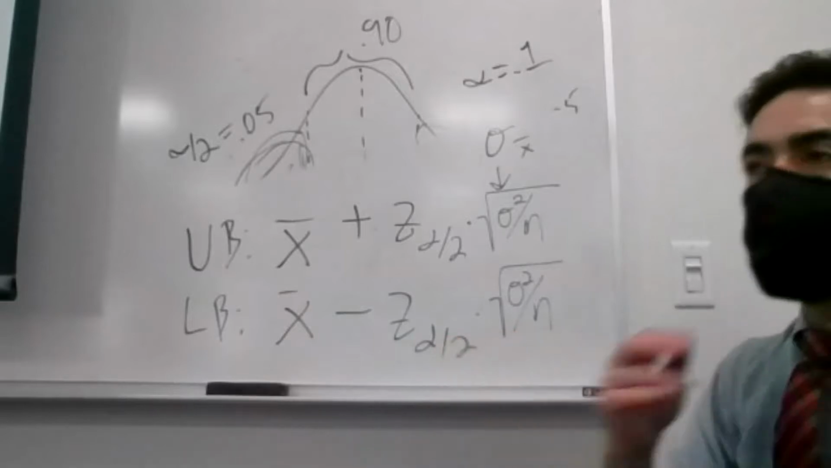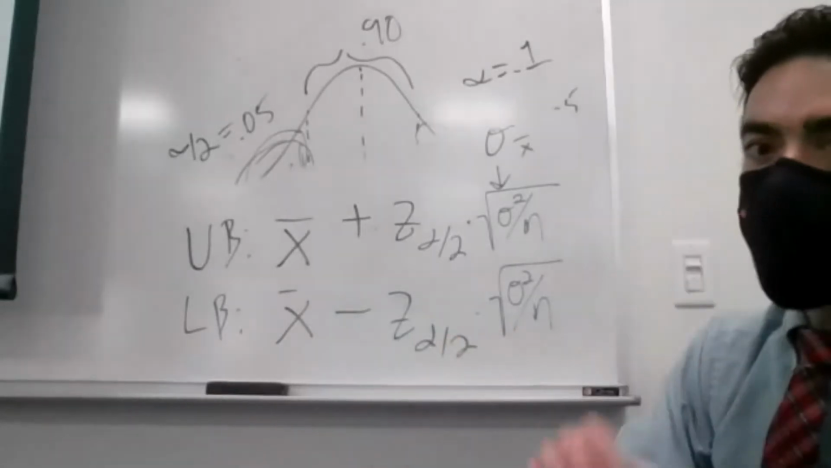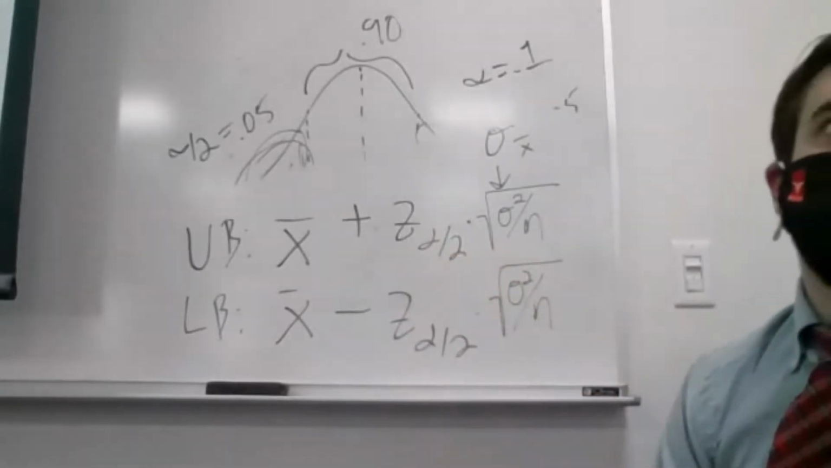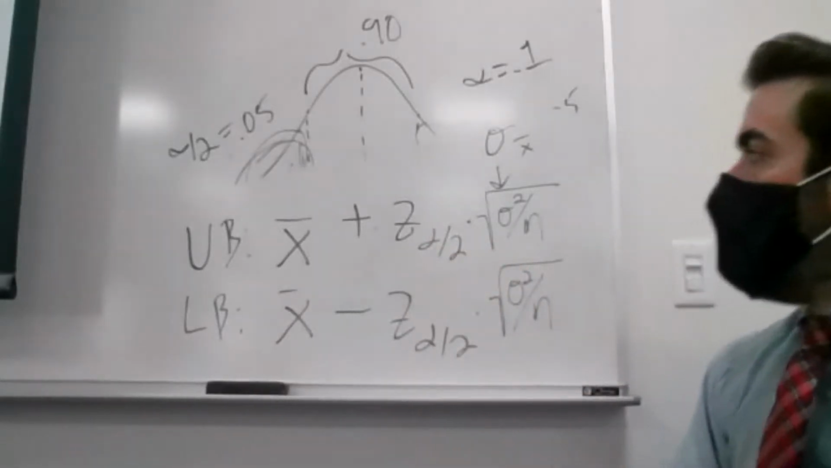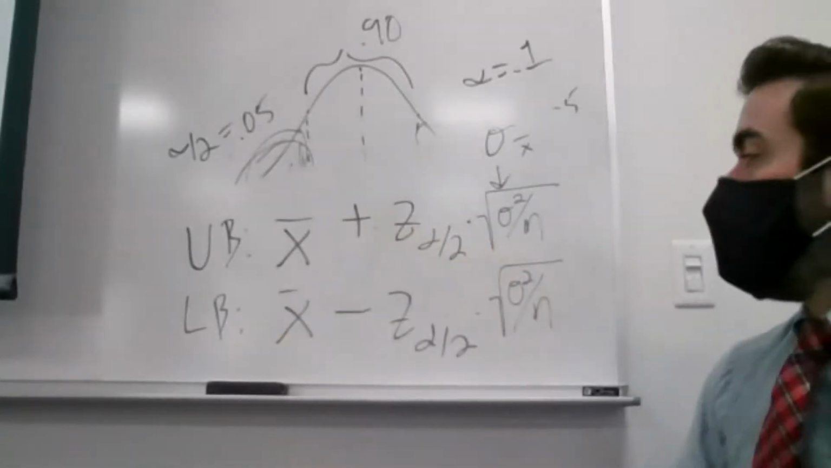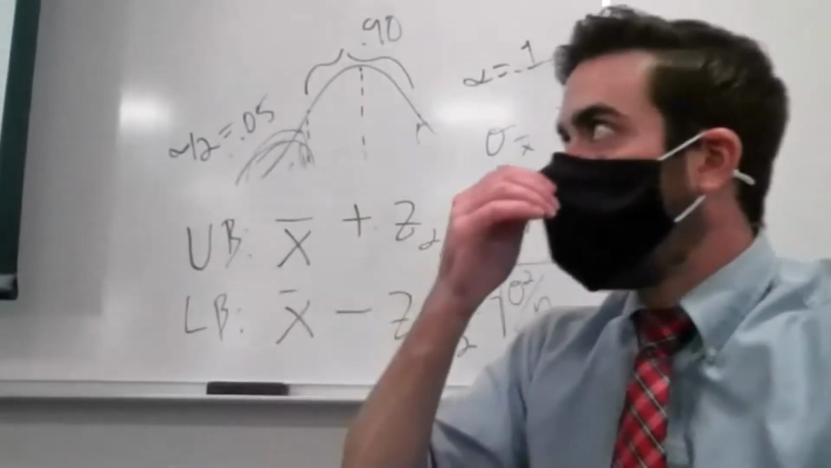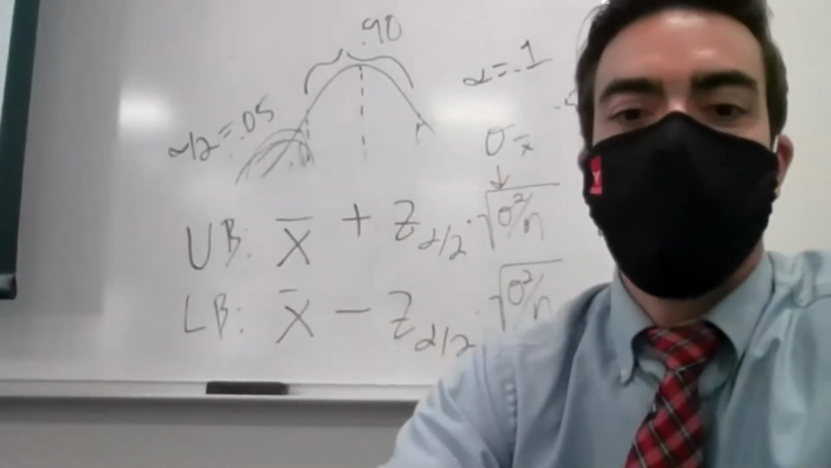And what I'll often refer to this as, even though it's not technically correct unless we're dealing with proportions, I'll use and refer to this as my margin of error. So you add your margin of error, you get your upper bound. When you subtract your margin of error, you get your lower bound. Like I said, that's not technically correct unless we're dealing with proportions, but that's okay.